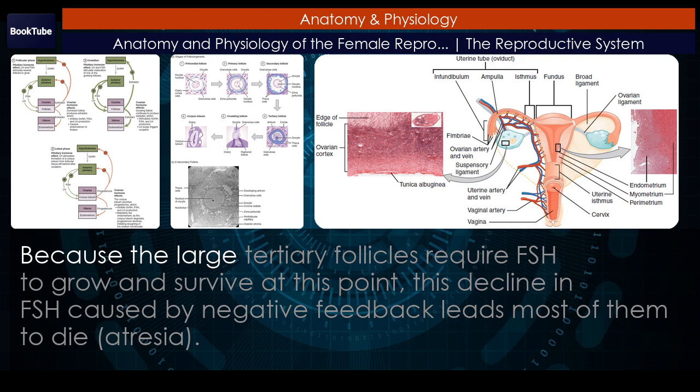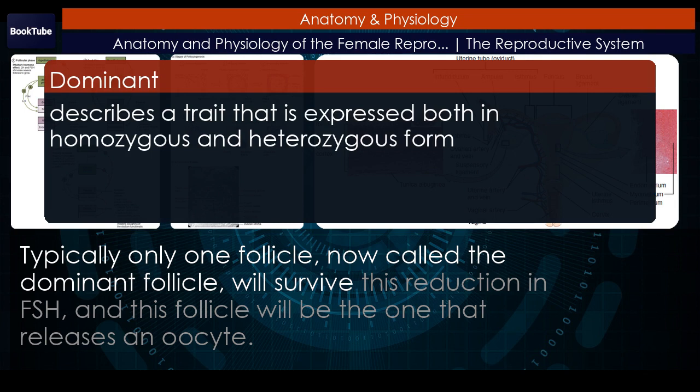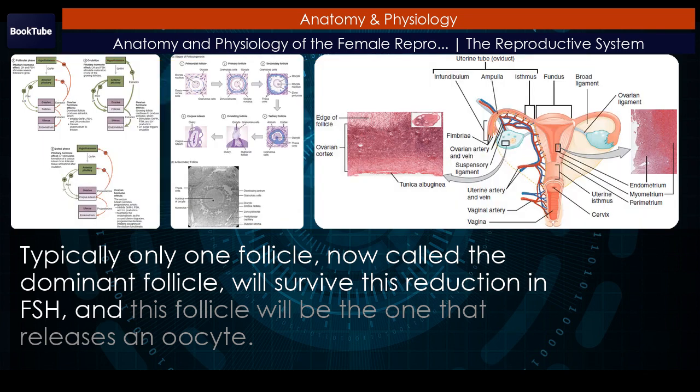This matters because the large tertiary follicles require FSH to grow and survive at this point. This decline in FSH caused by negative feedback leads most of them to die. Atresia. Typically only one follicle, now called the dominant follicle, will survive this reduction in FSH, and this follicle will be the one that releases an oocyte.